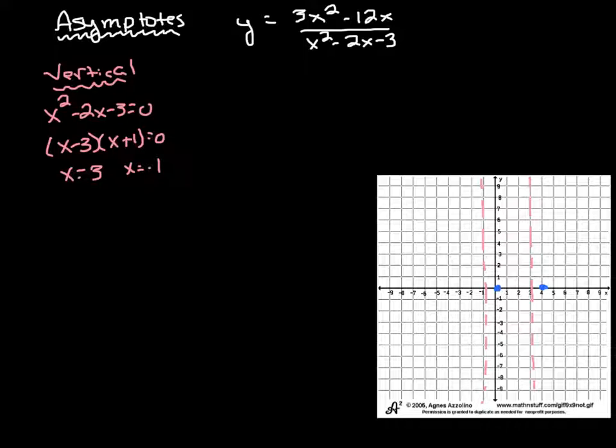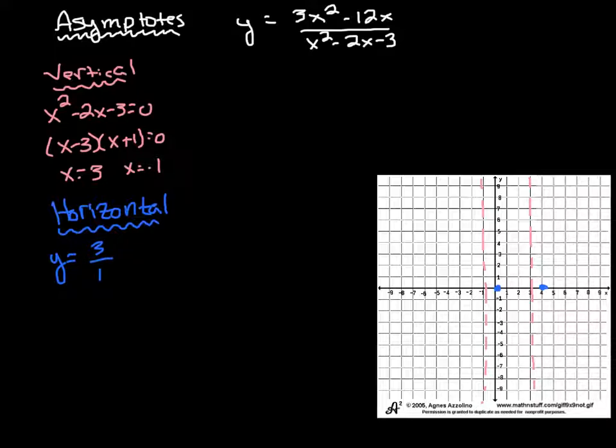Now for horizontal. We want to make sure the leading exponents are the same, and if they are, we can divide the leading coefficients. So looking at our equation, we have x squared and x squared, so we can assume y is equal to 3 over 1, so y equals 3. That's going to be our horizontal asymptote.